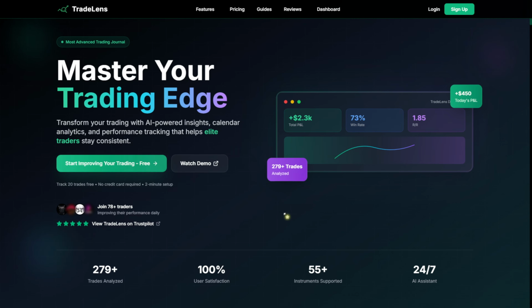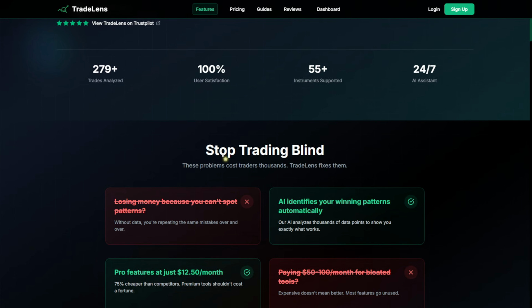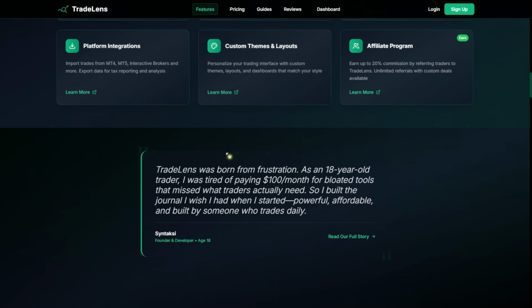Now it has given almost 80 traders way better results after using TradeLens, which you can see on the bottom left. We also have a 5 out of 5 rating on Trustpilot, simply because this trading journal is actually going to improve your trading. Now we have a lot of different things to cover. So let's just hop straight in.